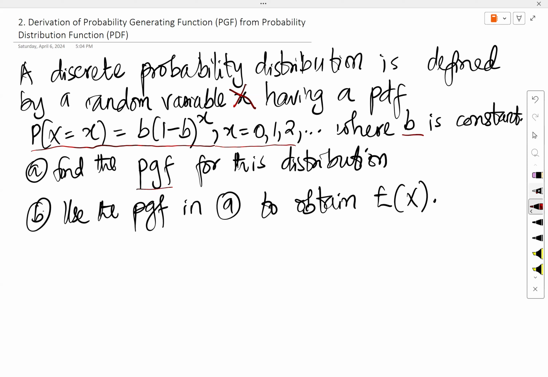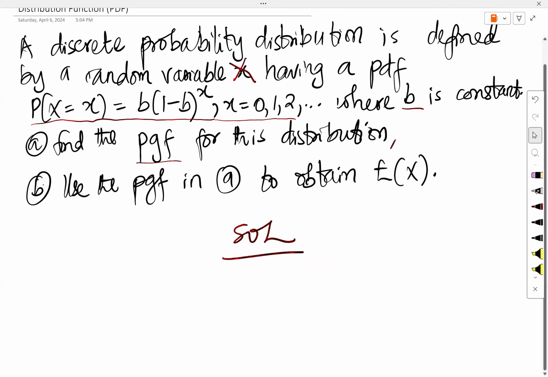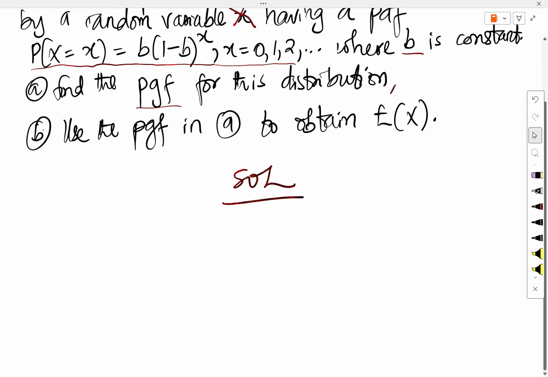So find the PGF, the probability generating function, for this distribution. Then use the PGF that you get in the first case to obtain the expectation of X. So that's what we are going to deal with. So let's go. First of all, before you do the probability generating function, you need to know what that is about, the definition.